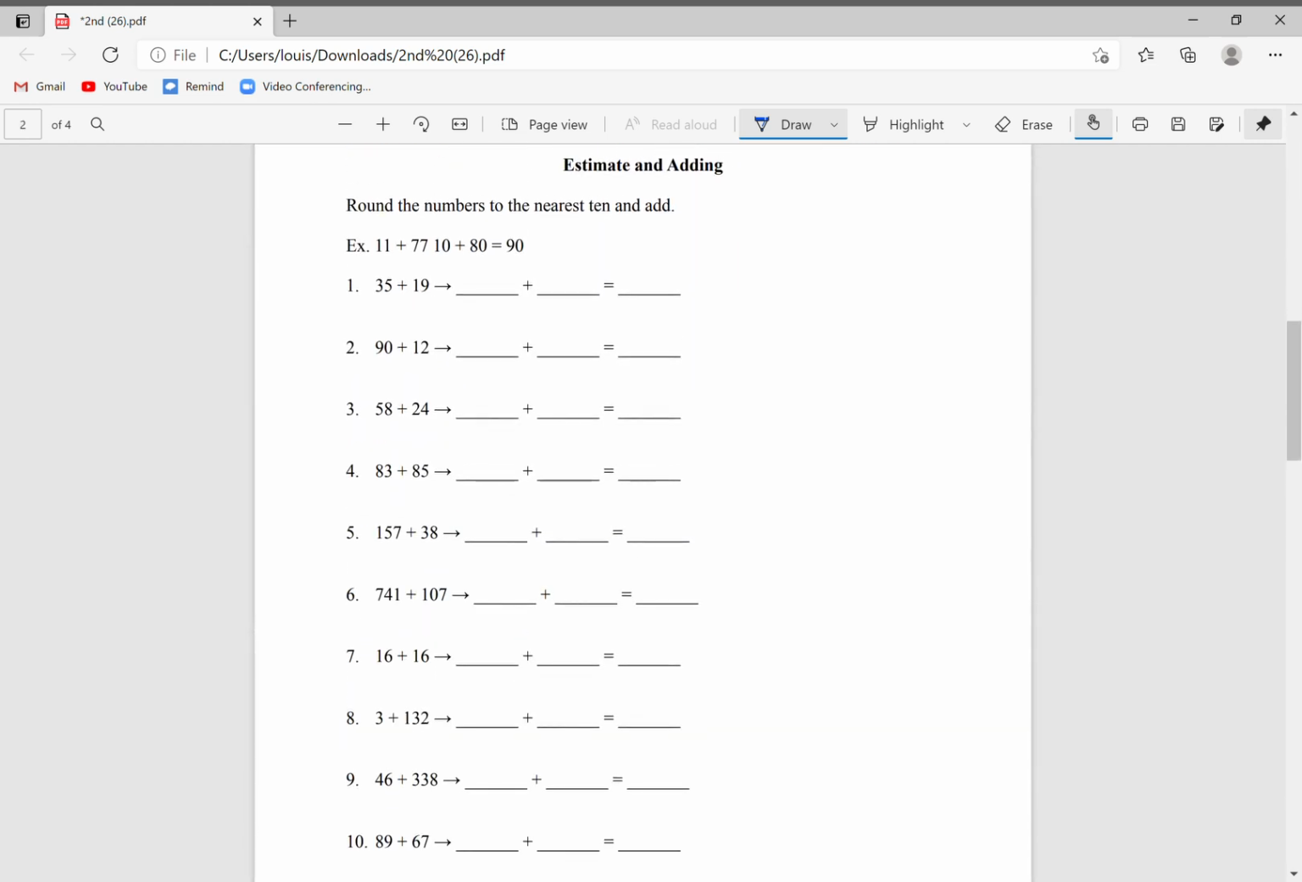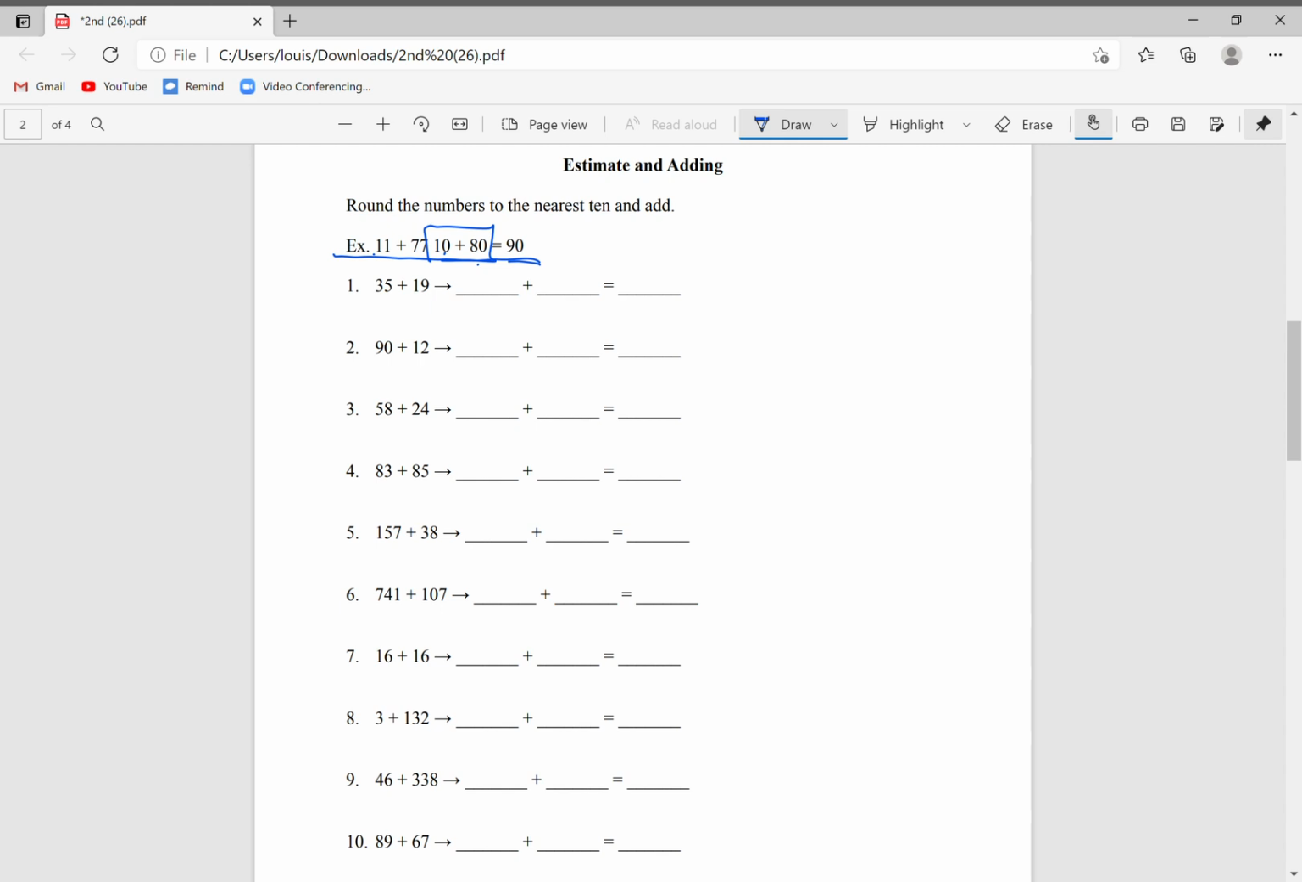Alright. Estimate and adding. Round the numbers to the nearest 10 and add. So, it shows us an example of what this might look like. 11 and 77 are rounded into 10 and 80, which equals 90. So, 11 will round to 10, and 77 will round to 80. Now, we've learned how to round, in which if the ones place is 5 or less, it'll round down. But if the ones place is 6 or more, it'll round up.